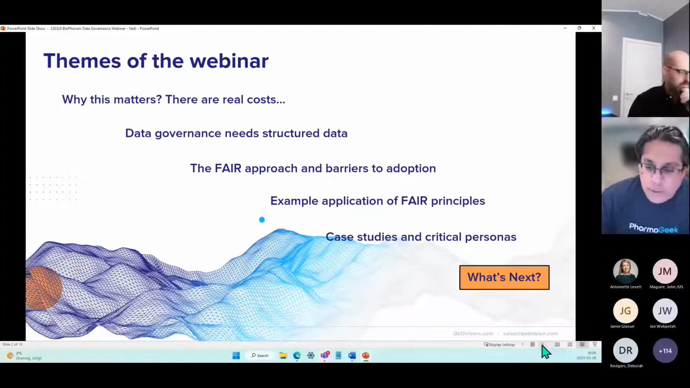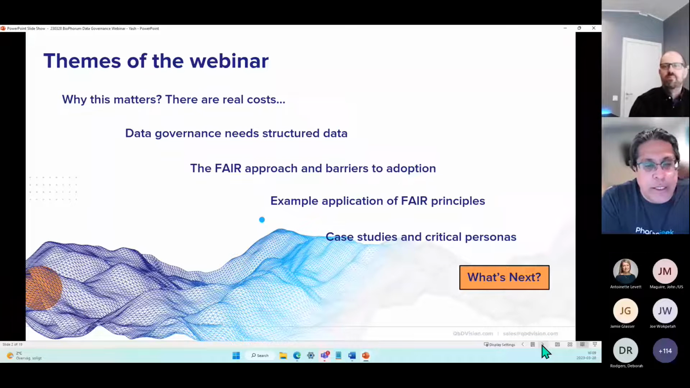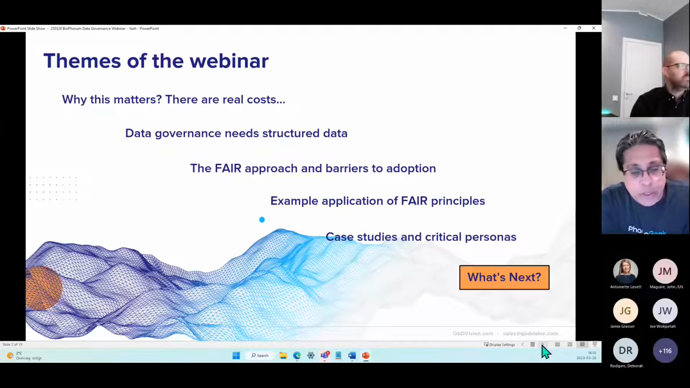So one of the things that we wanted to start with is to talk a little about the themes of the webinar. Data governance can be a bit of a dry topic, so we really wanted to make sure that we talk about the real issues around data governance, and not just talking about the what and the why, but approaching a little bit some of the how, some of the challenges that can be faced as you try to move down this road. But ultimately, discussing why it's really critical to think about data governance in a more holistic way. So we're going to talk about why this matters, what the real costs are, why data governance really needs a structured data framework, the idea of potentially the FAIR data principles as one of those structured data frameworks to adopt, and what the barriers to adoption might be.